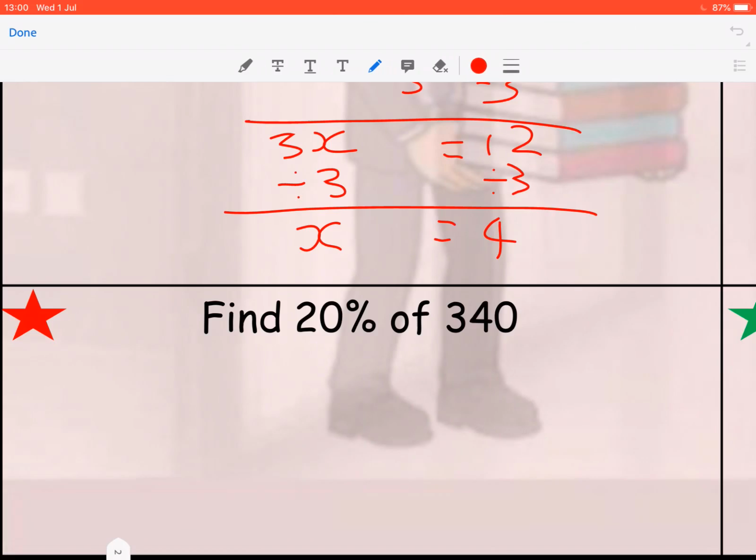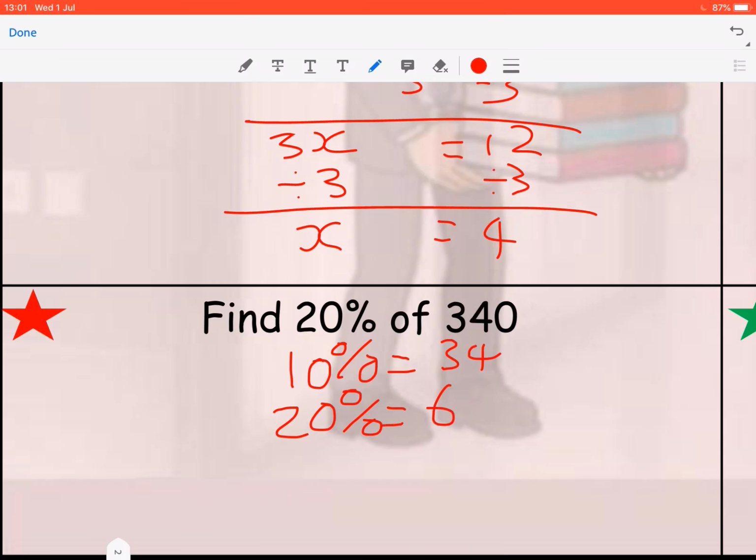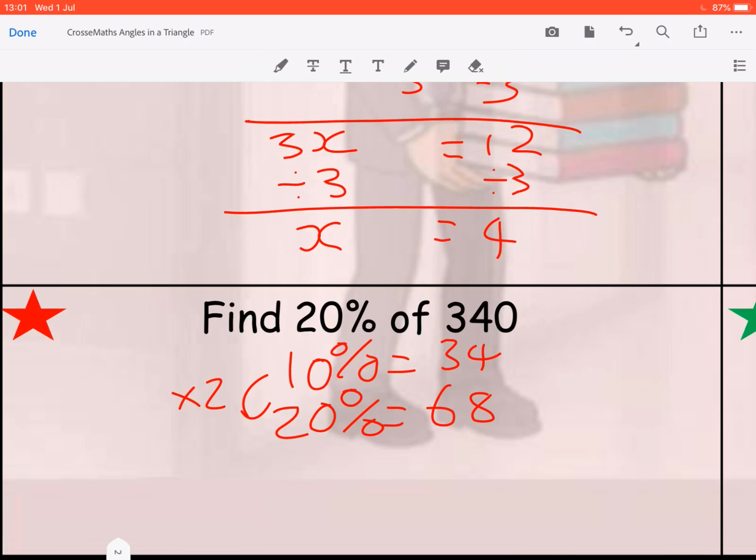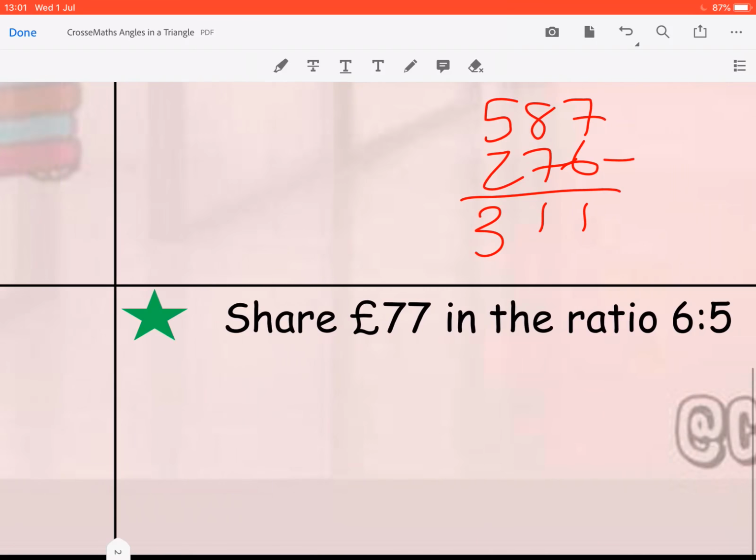20% of 340, really easy. Find 10% first. 10% is 34. And then you want to double that to find 20%. 20% is 68. Really straightforward. So 10% first, divided by 10, and then you double it to find 20%.